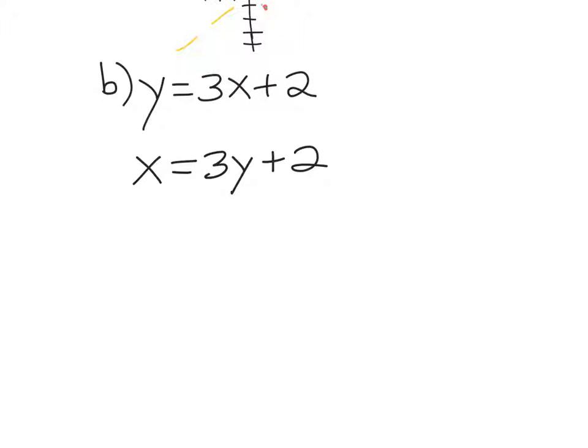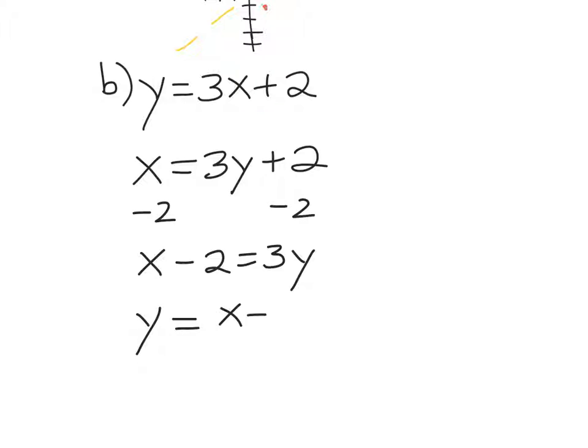All right, and now we're going to solve for y. We did this first semester, solving for a variable. First thing you want to do is subtract 2 to the other side. X minus 2 equals 3y. And then divide everybody by 3. So I get y equals x minus 2 divided by 3.